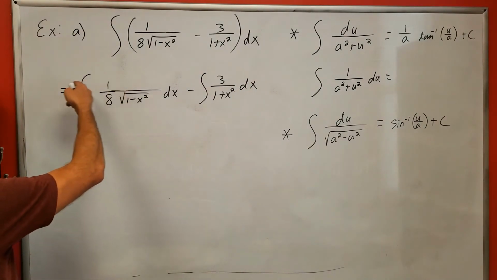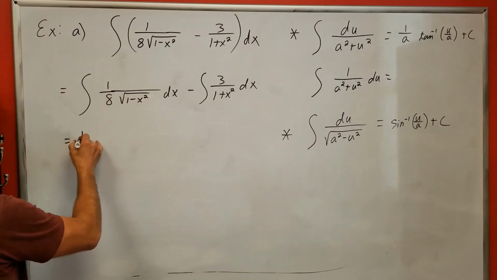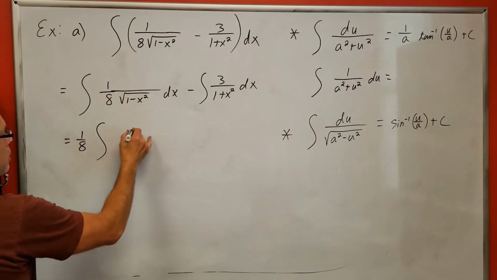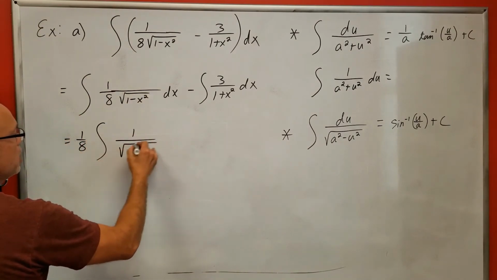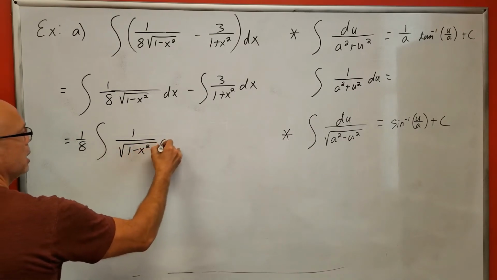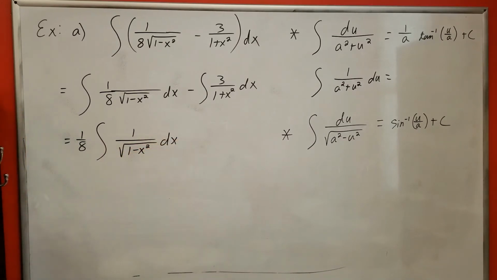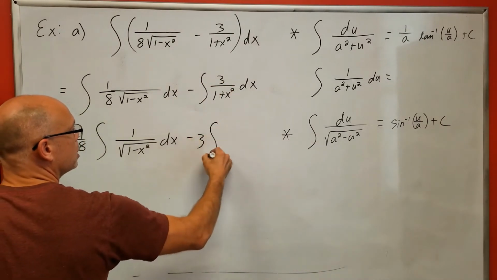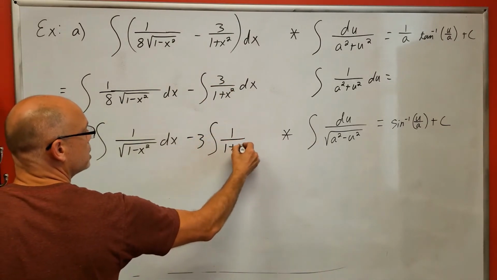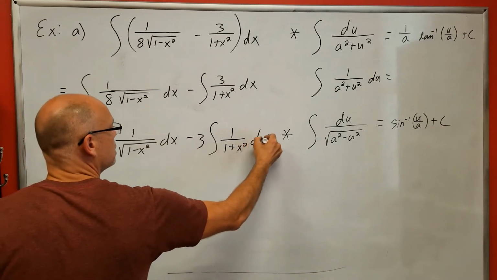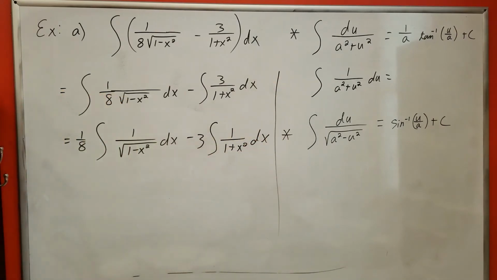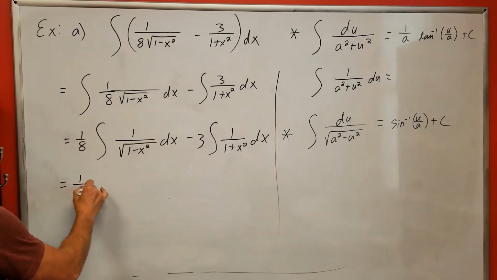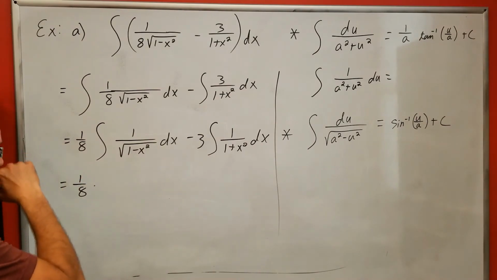Right here, I could pull a 1/8 out of this, and I could say, okay, that's 1/8 times the integral of 1 over the square root of 1 minus x squared dx. And over here, couldn't I factor a 3 out? You'd have 3 times the integral of 1 over 1 plus x squared dx. Sure can. So here we have 1/8 times.